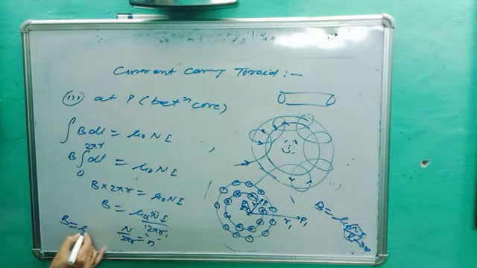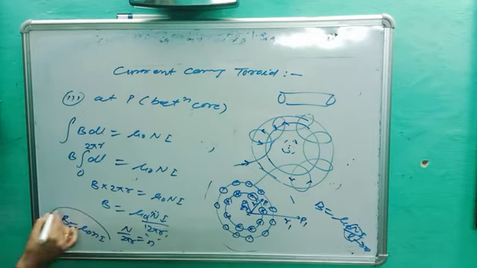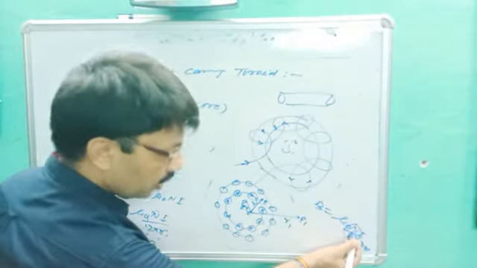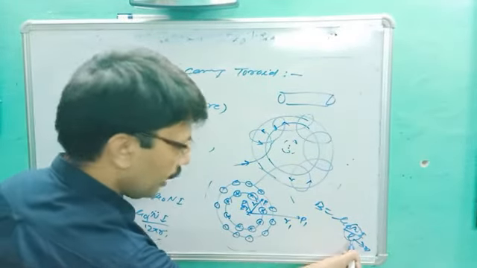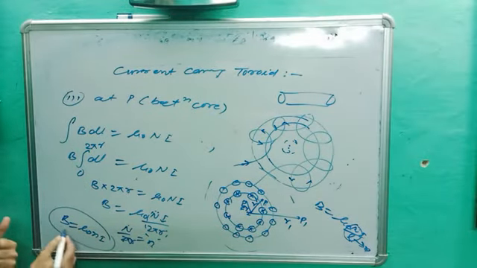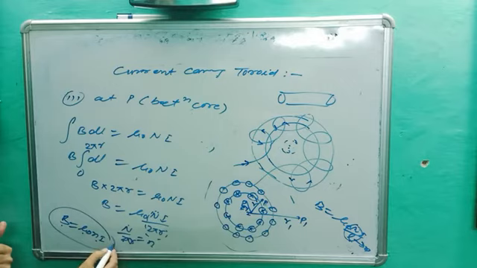B is equal to mu naught n I. Same formula we are getting as in solenoid, but one difference is there. There, for small n you have to take the value capital N upon L. Here, for small n you will take the value capital N upon 2 pi r, and the formula becomes B is equal to mu naught n I, that much Tesla. This is the current carrying toroid.